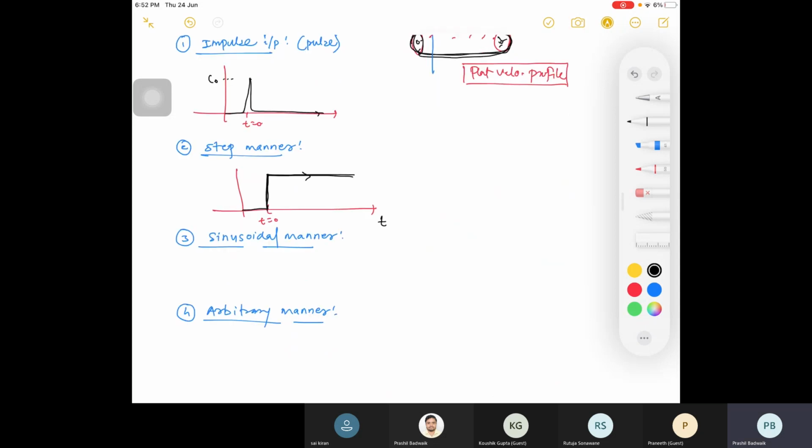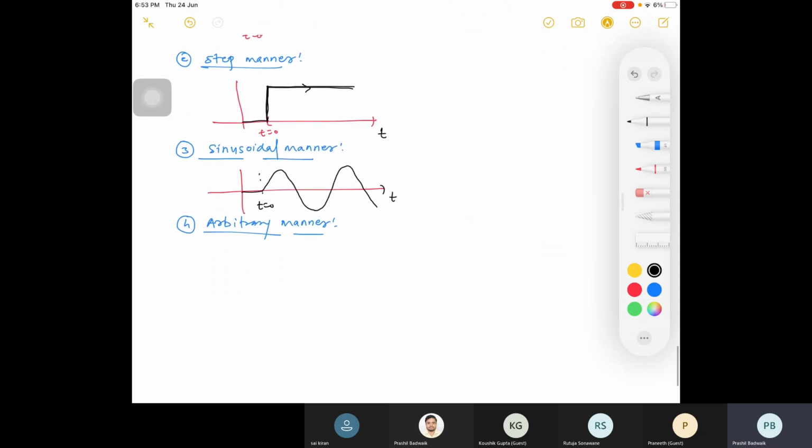Then in sinusoidal manner, what will you do? You started at time t is equal to 0. This is your time. Before that there was no amount. You started at time t is equal to 0, increased the amount, then decreased it. Then you started withdrawing that. Okay. Then again you started increasing, again you started at maximum and again decreasing. So this is your sinusoidal manner of tracer injection.